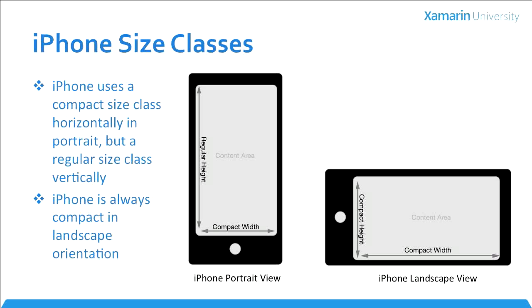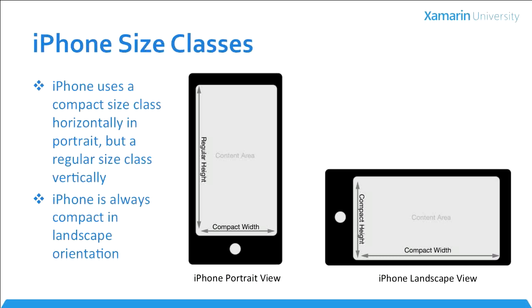Now, I'm going to throw one more thing into the mix. With the iPhone 6 Plus, it has a larger 5.5-inch screen. And just to make things a little bit more interesting, Apple actually considers that largest iPhone to have a regular size class in the width when in landscape.